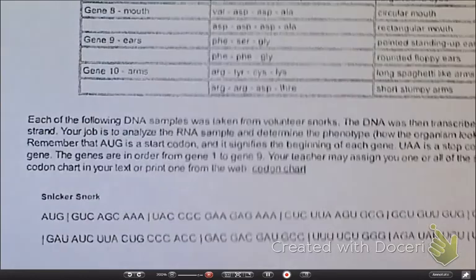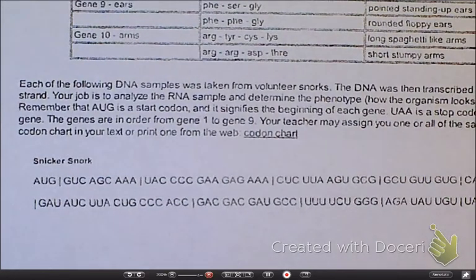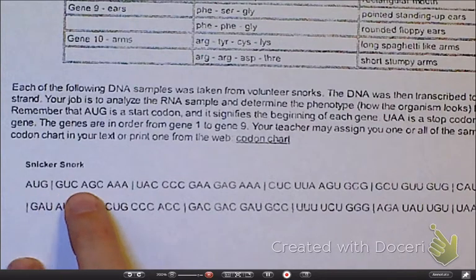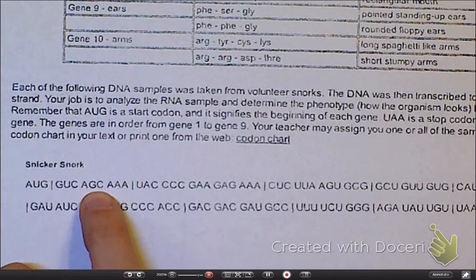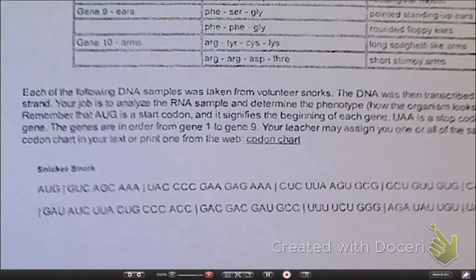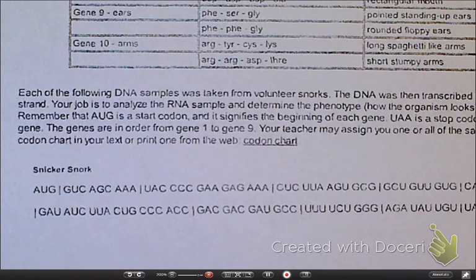As you can see, we have Snicker Snork, and all you see here is a bunch of 3-letter codons. So we can see that there are a bunch of codons here, AUG, GUC, AGC, and so on. And we know these are RNA because they have U's instead of T's. Now, you're going to have to translate this entire sequence first, and then you're going to figure out what it means. So I'll practice one with you.